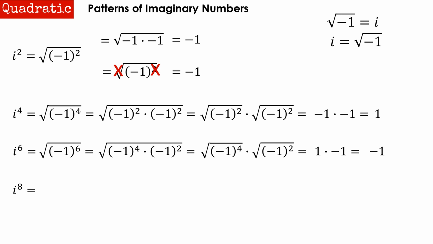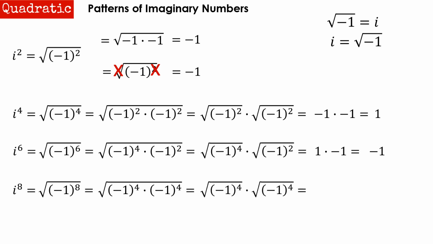What do you think we could do with i to the 8th? This one, I did a sneaky thing again. I just broke it up into the square root of negative 1 to the 4th times the square root of negative 1 to the 4th. When we look back up, the square root of negative 1 to the 4th is the same thing as 1, and the square root of negative 1 to the 4th is the same thing as 1, so it turns out that i to the 8th is 1.